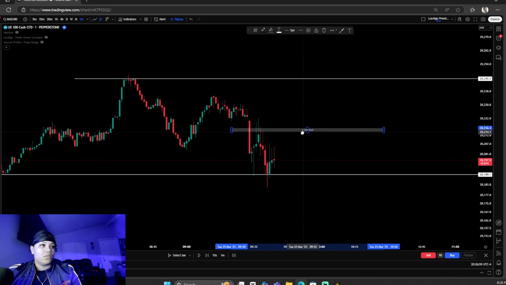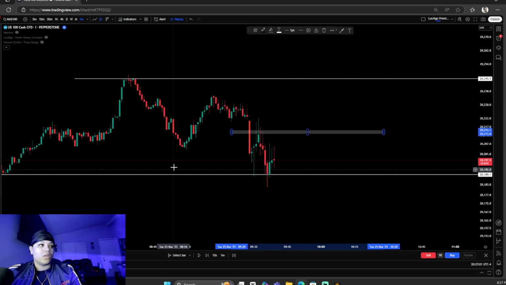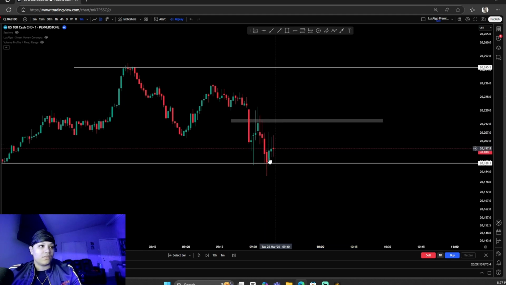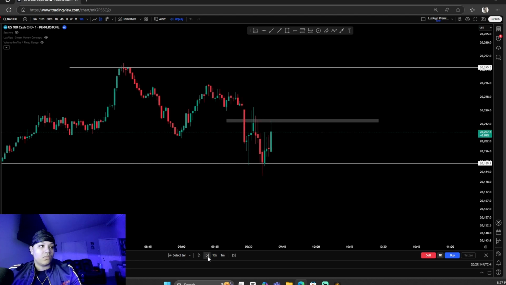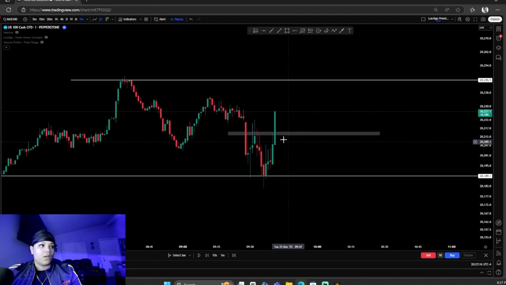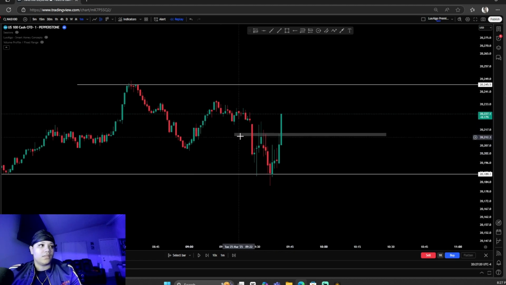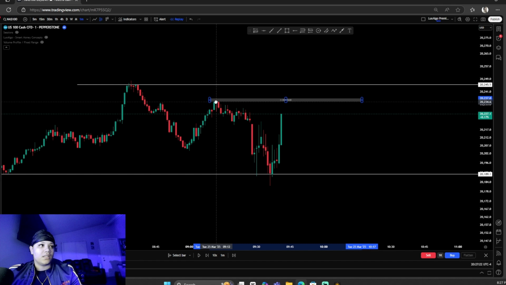So this is a new structure level that was formed. Obviously, we had this candlestick break this structure level. It pulled back and then it created a resistance right here. So this would be a structured level for me as well. Okay, so price did break this level. All right. Also, we had a level here.